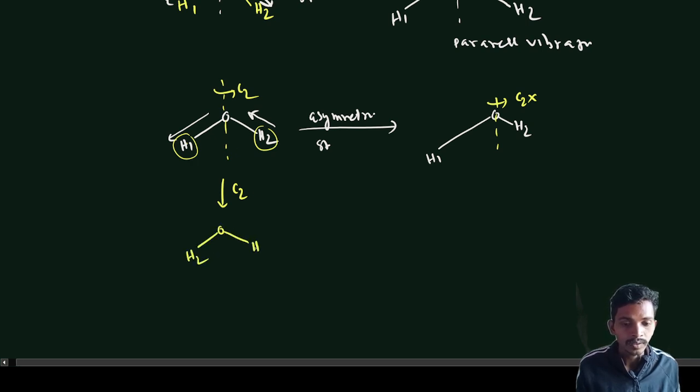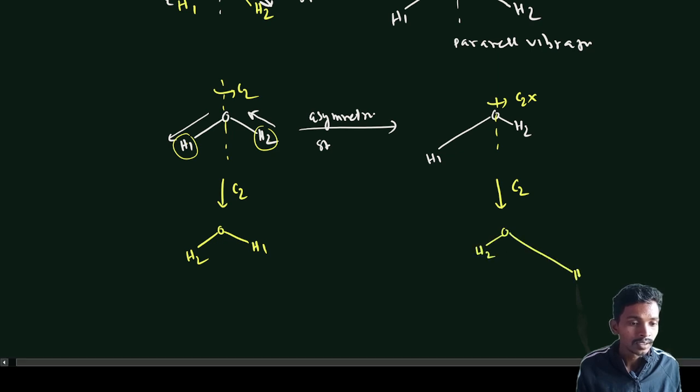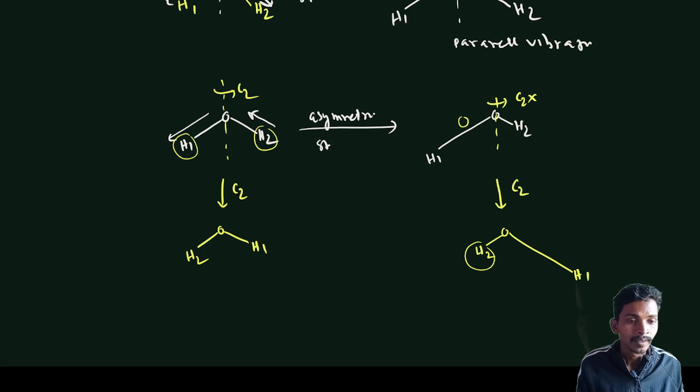H2 and H1. It means the C2 axis is present here. In place of atoms, H2 has come here and H1 there. But whenever I do the C2 rotation here, what will I get? Here I get H2, here I get H1. It means that here no atom was there, but now an atom has come, and here an atom was there, now an atom is not there. So the C2 axis is absent.